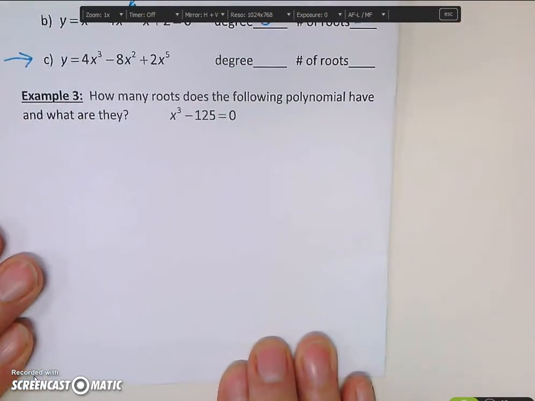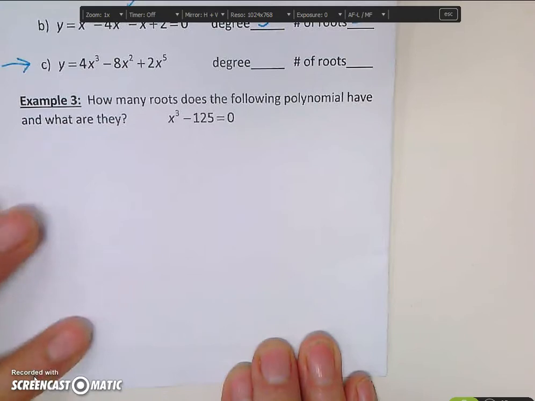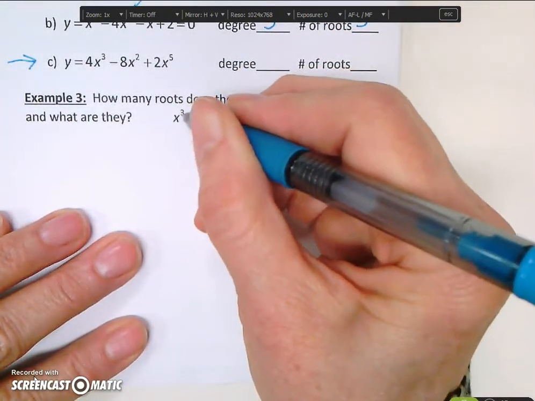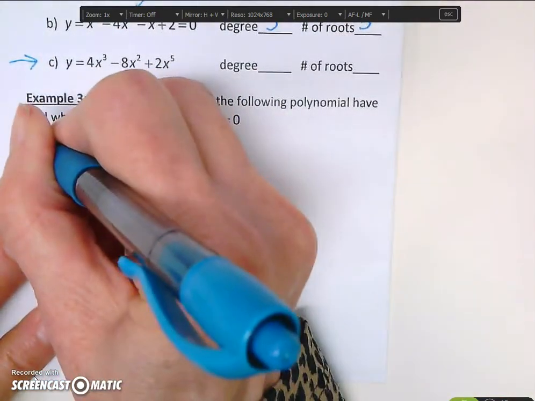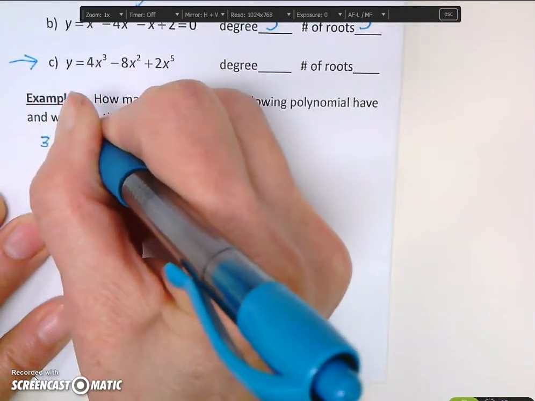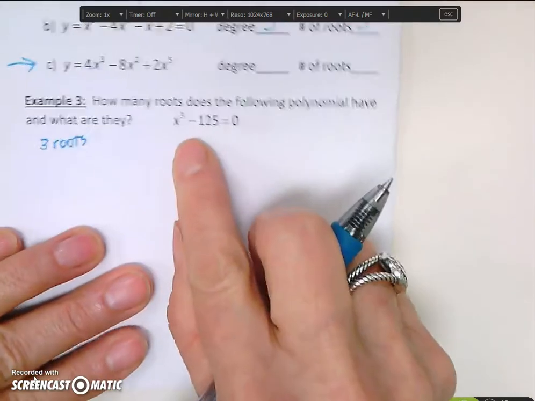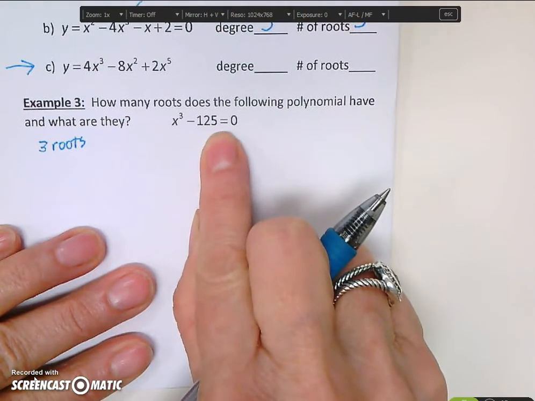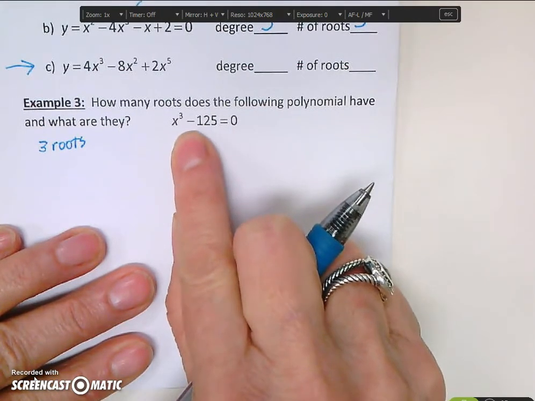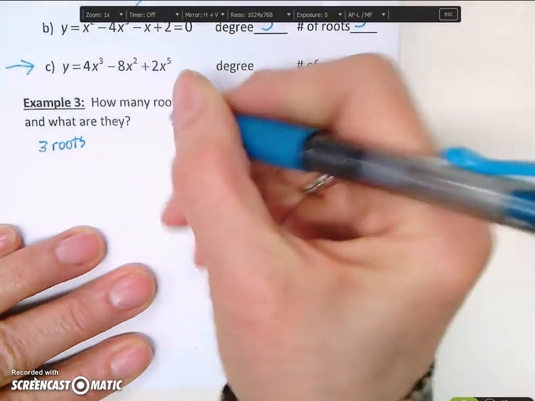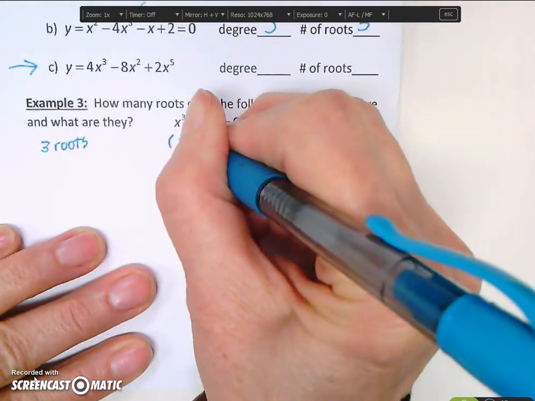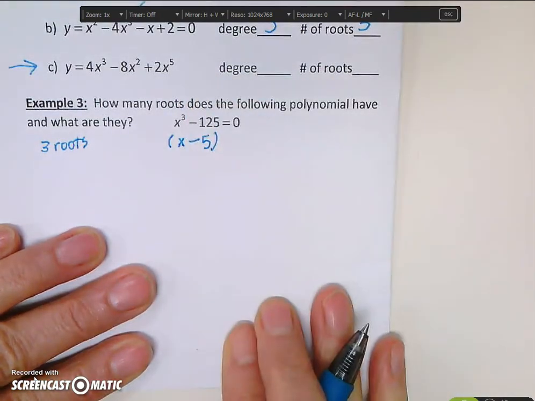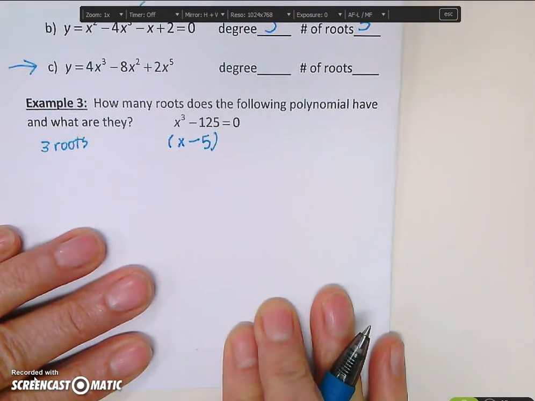Example 3. How many roots does the following polynomial have and what are they? Well, we can answer the first part of that pretty easily. We see that it's got an exponent of 3, so we know that there's going to be 3 roots. And if you think back, we actually know how to factor this. You may not remember it, but you should remember how to start it. These are both cubes. So my first step on this is going to be to do x minus 5, cube root of this, same sign. So you should be able to come up with that first root.